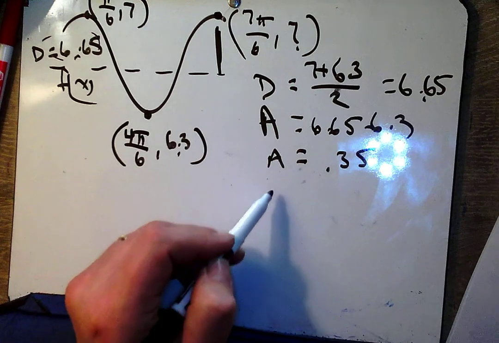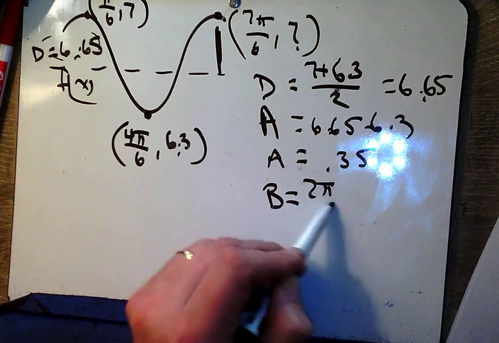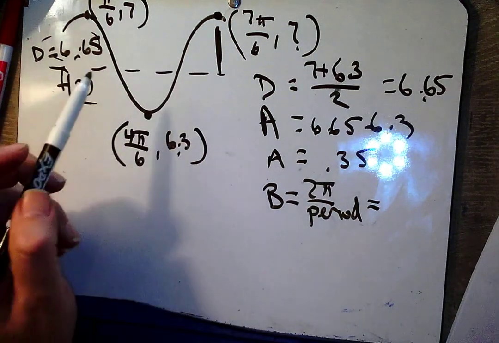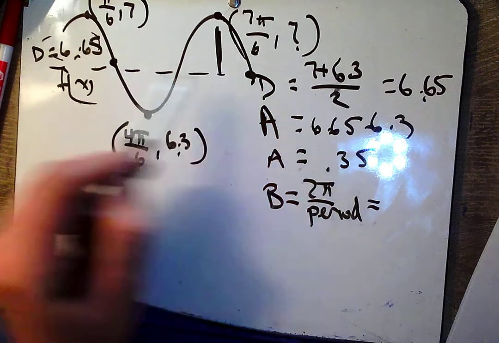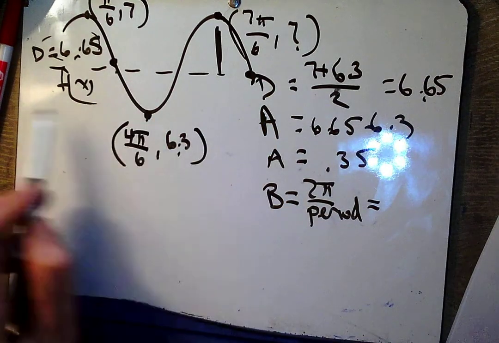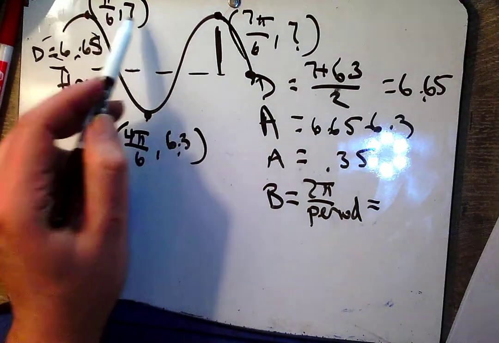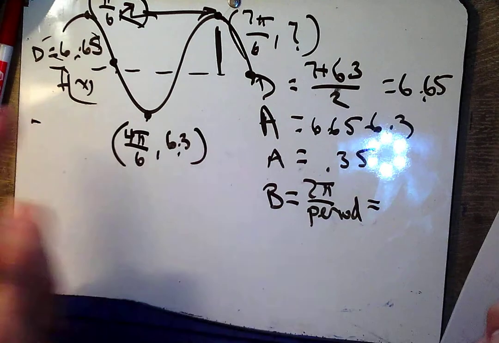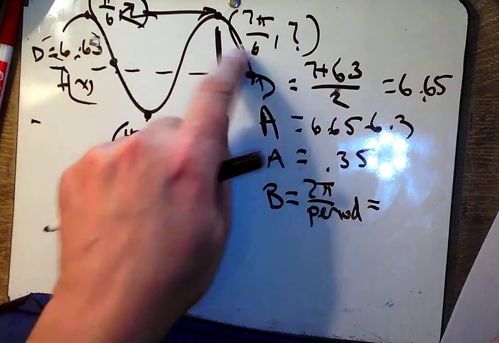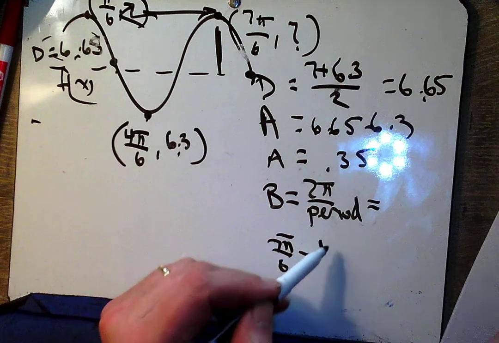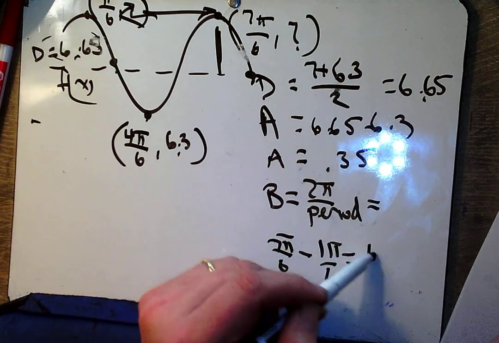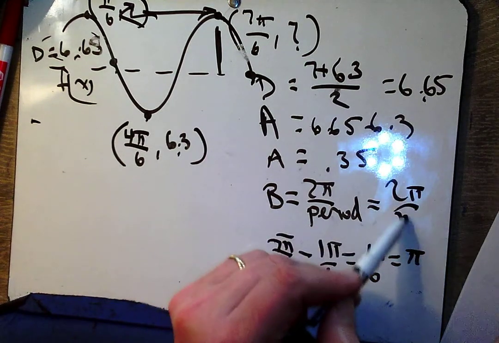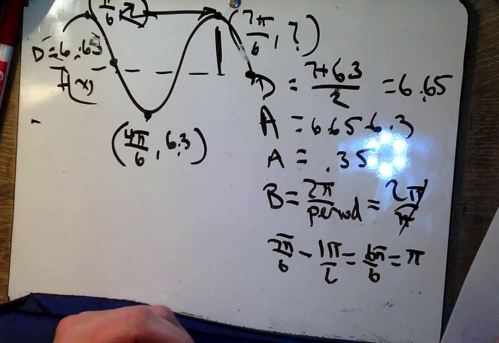Good. My B value, remember, is 2 pi over the period. And period can be lots of different things. It could be from here to here, but I don't know those values. It could be low point to low point, but I don't know another low point. It can be high point to high point. And remember, period is horizontal. So I'm looking at these x values. So I've got 7 pi over 6 minus 1 pi over 6. That's 6 pi over 6, or pi for the period. So 2 pi over pi gives me a B value of 2.